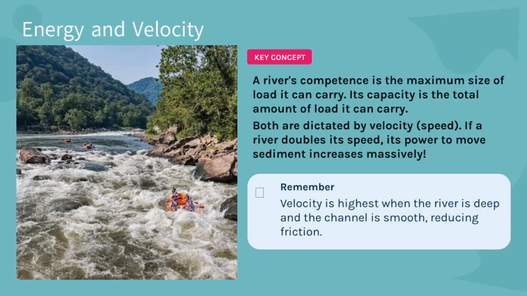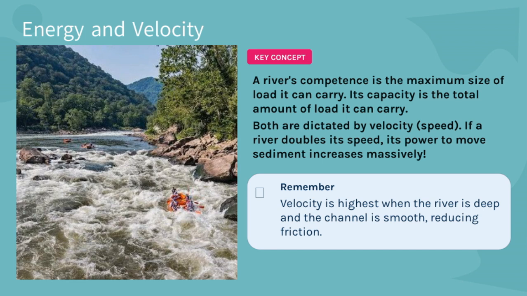Now we need to understand 2 important words: competence and capacity. A river's competence is the maximum size of load it can carry. For example, if a river can move large boulders, it has high competence. A river's capacity is the total amount of load it can carry. For example, a river carrying huge quantities of sand, silt, and gravel has high capacity. Both competence and capacity are controlled mainly by velocity. Velocity means the speed of the river.